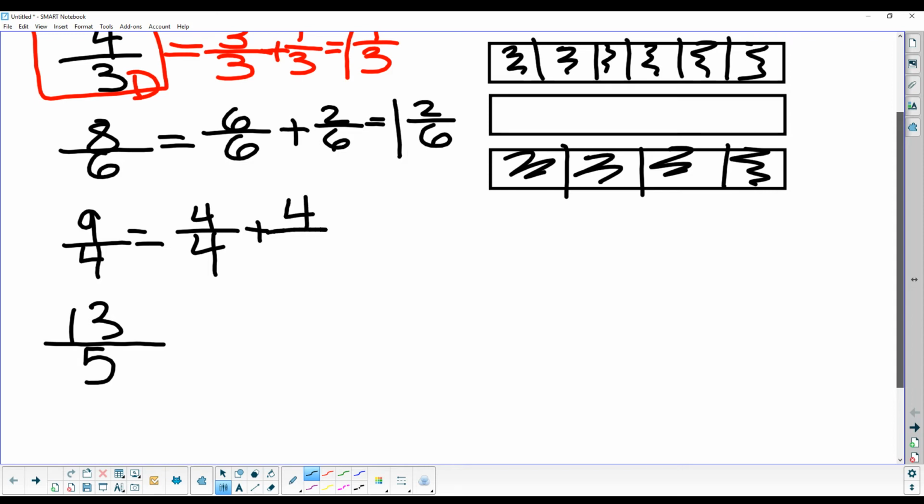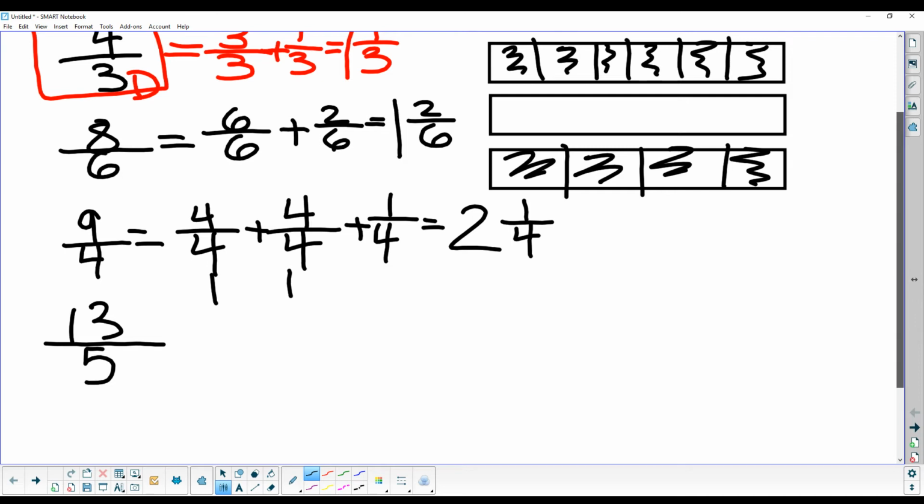I can take another whole out of that. So 4 plus 4 is 8. And then I need 1 more to get to 9. So this time I have 1 whole, then another whole. So I have 2 wholes and 1/4. So sometimes they will equal more than just 1 whole.